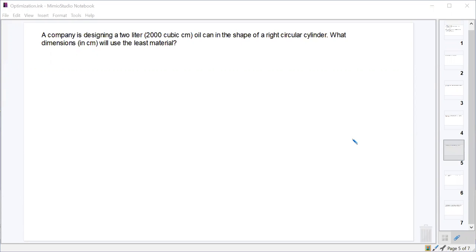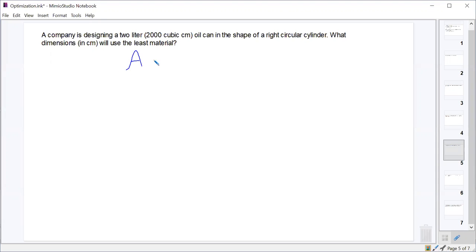So we've got a 2-liter, 2,000 cubic centimeter oil can that's in the shape of a cylinder, and we want to know what dimensions will use the least amount of material. So what do we need to do? Optimize. Right, so what do we need to do to optimize? We want to minimize surface area. All right, we want to minimize surface area, right? Dimensions to use the least amount of material, so we need to write an equation for the surface area.